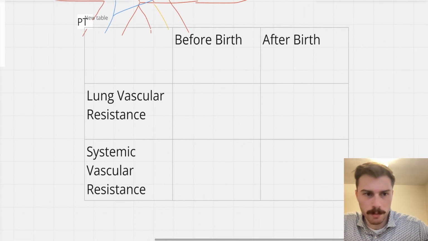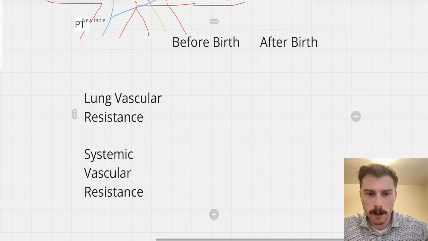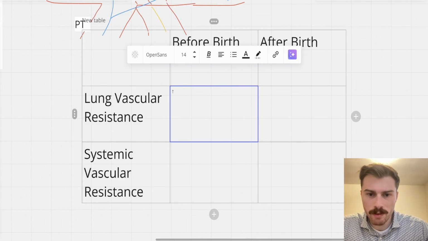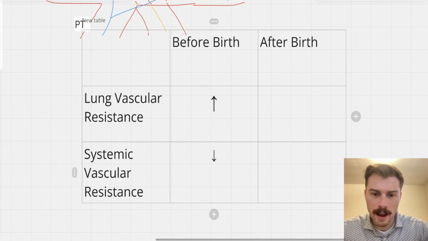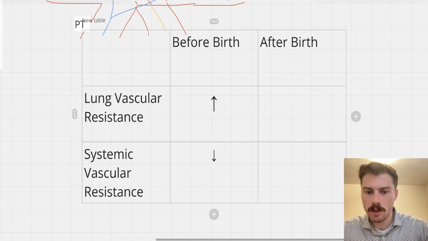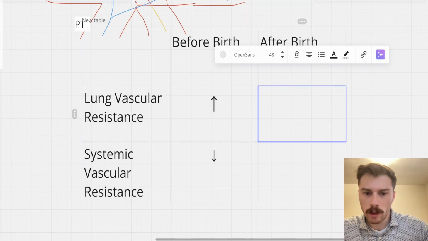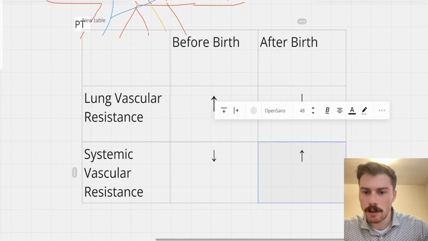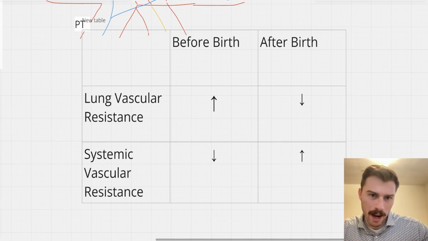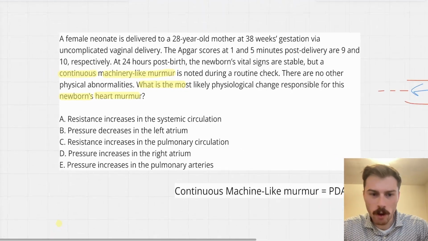Okay, so I made this awesome table to show you before birth, after birth, and then we've got our lung vascular resistance and our systemic vascular resistance. So like we said, before birth our lung vascular resistance is very high, and our systemic vascular resistance is relatively low. So our net flow is from the pulmonary trunk to the aorta. After birth, what's normally supposed to happen is we get this reversal. Our lung vascular resistance decreases, whereas our systemic vascular resistance increases. You can see how you get this left to right shunt that happens through a patent ductus arteriosus after birth. Okay, so that's all we need to answer this question.